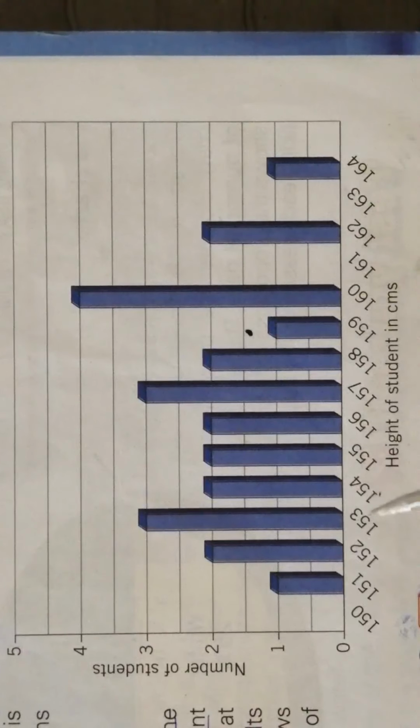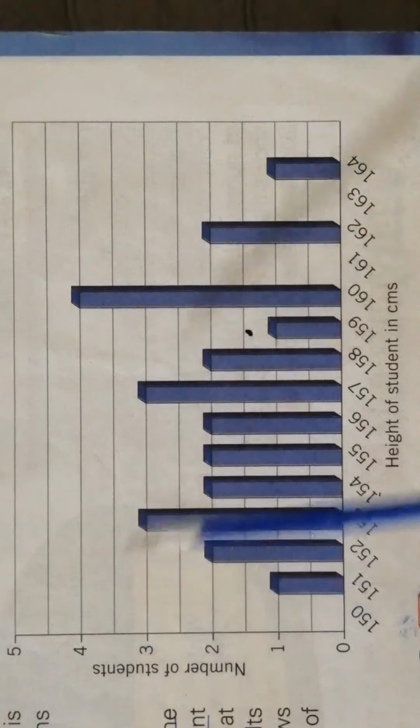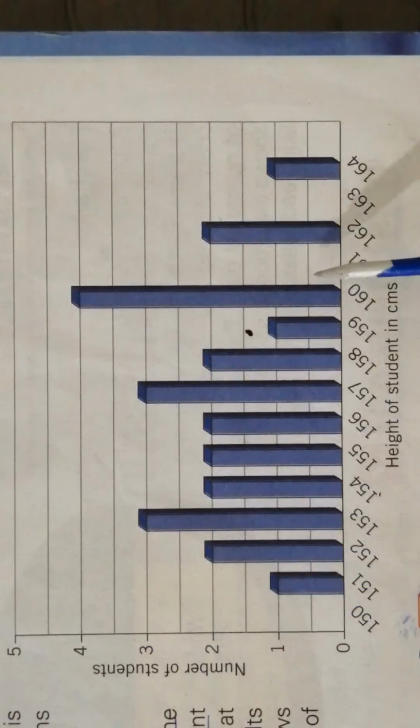C part is, how many students have a height of 160 centimeters or more? So this is a difficult one, but we can find the answer. कितने students जो हैं वो ऐसे हैं जिनकी height 160 और इससे ज़्यादा है? So look at 160 first. On 160, the number of students is 4. At 161, there is no student mentioned. At 162, the number of students is 2.